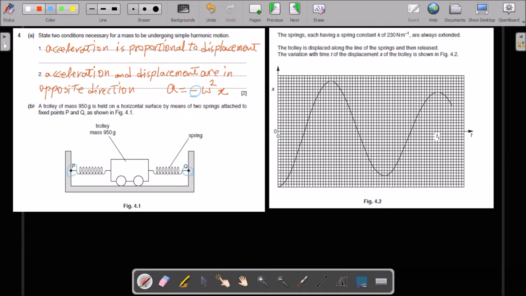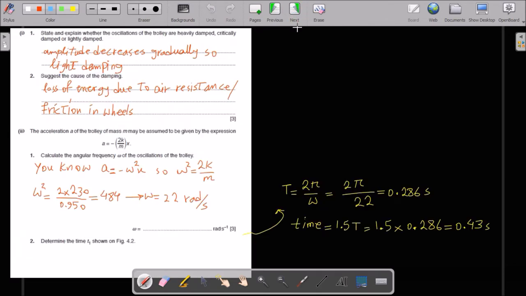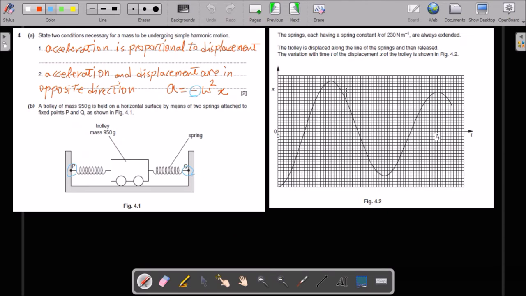Okay. Now, first question. State and explain whether the oscillations of the trolley are heavily damped, critically damped, or lightly damped. As you can see in the figure, amplitude decreases gradually. That's why it is light damping. You can see that the amplitude is here, and after that decreases a little bit, so this is light damping.